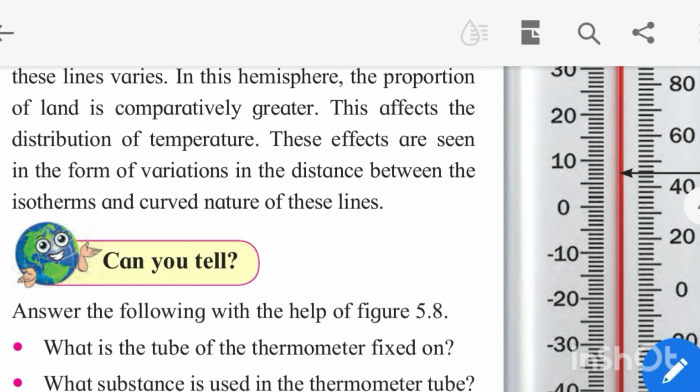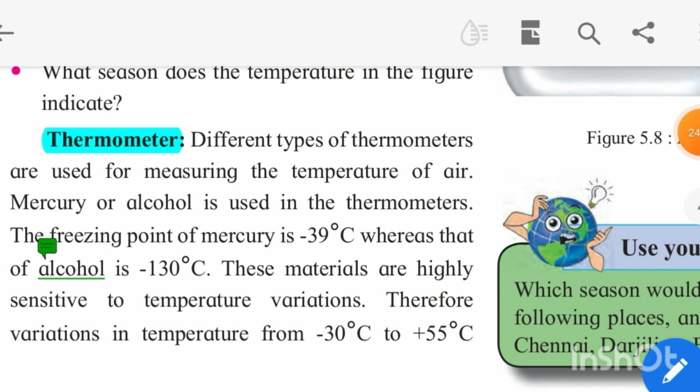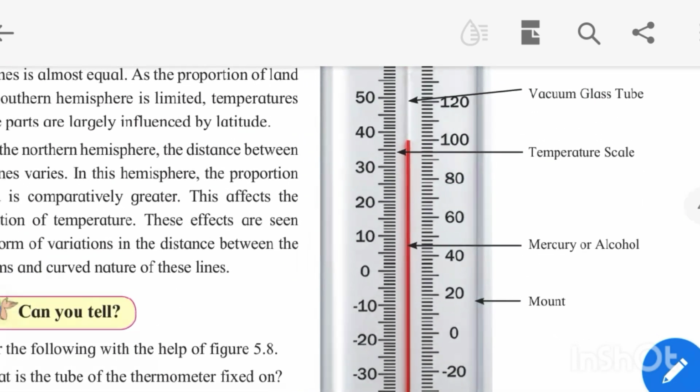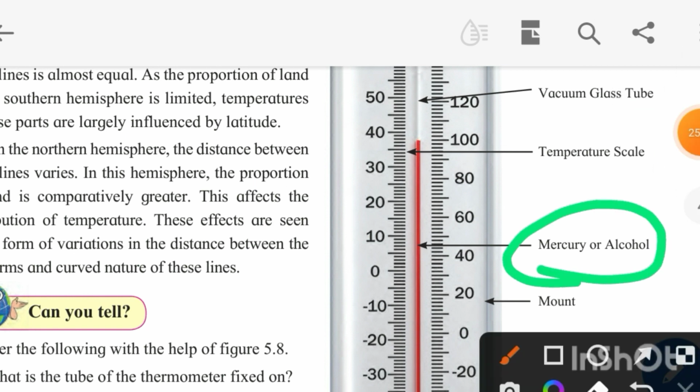Different types of thermometers are used for measuring the temperature of air. Mercury or alcohol is used in the thermometer. So I'll show you the thermometer here. You can see it's written here, mercury or alcohol. So this red line which you see here is the mercury or alcohol added in the thermometer.